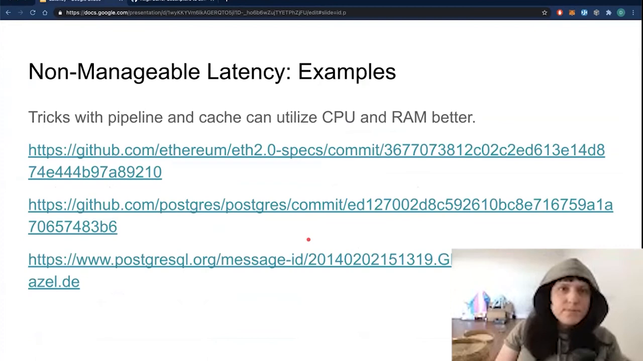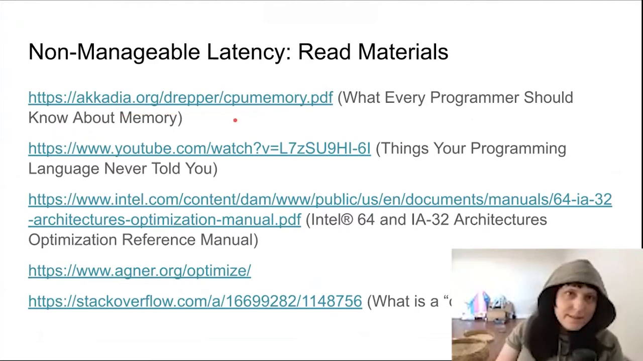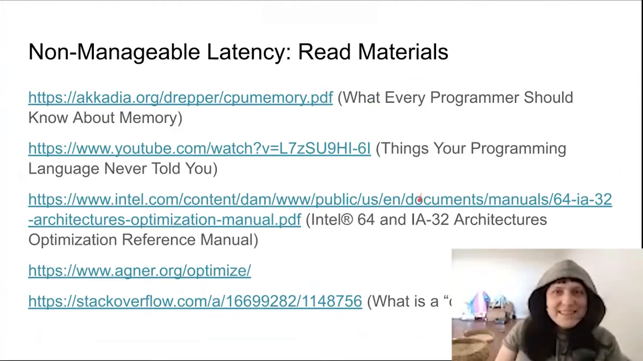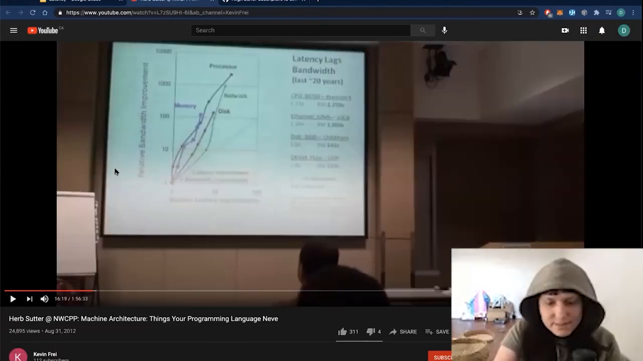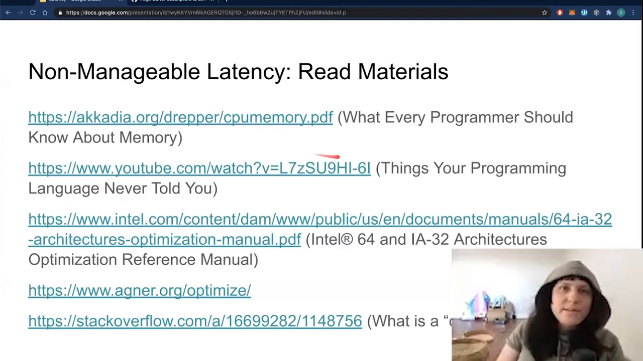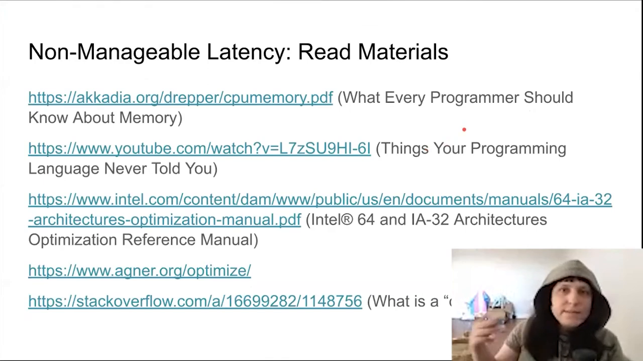So let's go further on some reading materials. This is a very long paper, on CPU memory: What Every Programmer Should Know About Memory. I never finished it, I have to admit. But if somebody finished it, I will be proud. This is from a super nice guy, Herb Sutter. He basically explains what modern programming languages hide from developers.